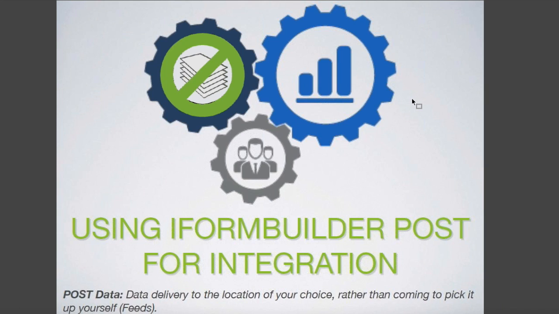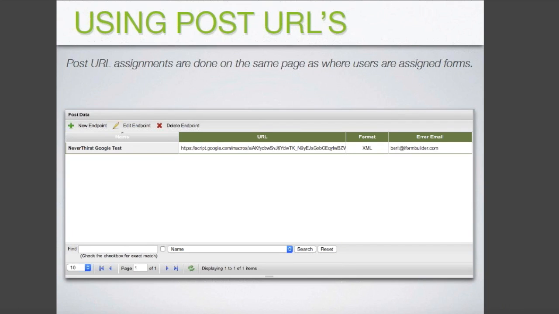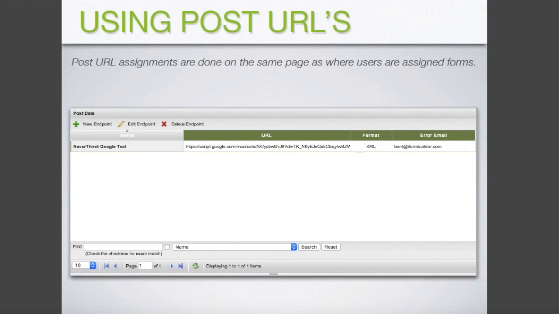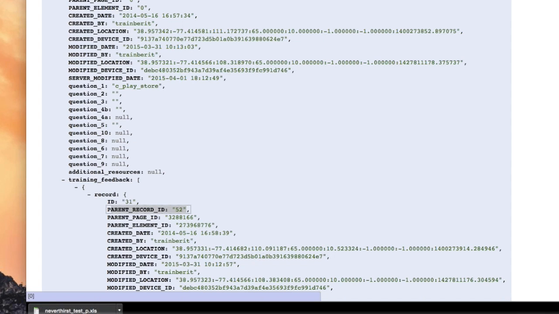To post the data, basically it delivers the iFormBuilder data to a specified location based off of what you've selected, and it'll automatically push that data to your location every time a new record is submitted within iFormBuilder. Once a user completes a form in iForm, it'll hit the iFormBuilder cloud, and then it'll post it to whatever web service you've identified. Now I'm just going to bring up my screen and show you what that looks like, and how you would go about using the post URLs.